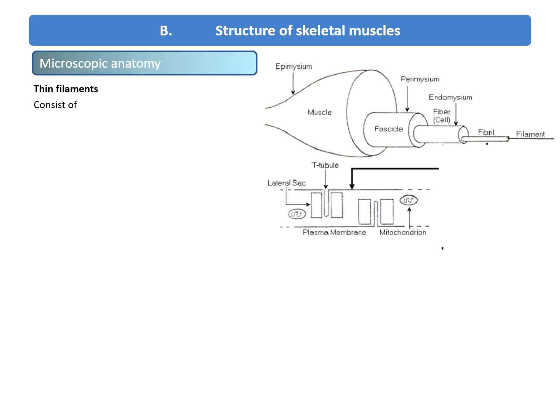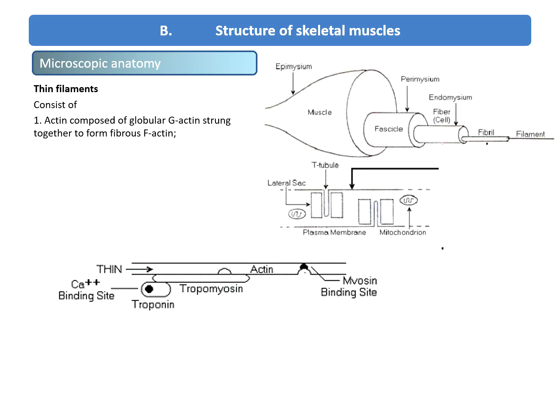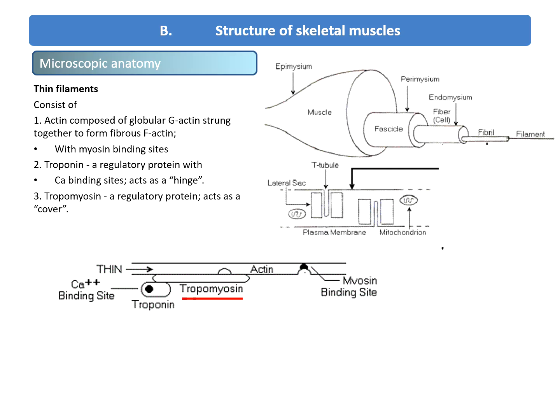Thin filaments, on the other hand, are composed of actin. Actin takes two forms, either a globular form or a fibrous form. The diagram shows the fibrous form. The actin contains a myosin binding site. In addition to that, the thin filament contains troponin. It's a regulatory protein. It contains a calcium binding site, and it functions as a hinge. And then there's tropomyosin, a regulatory protein. This acts as a cover.